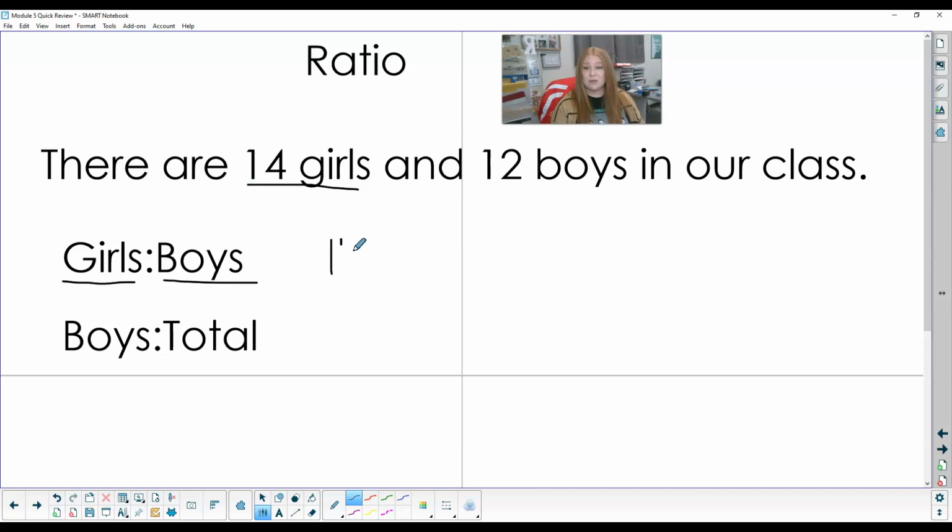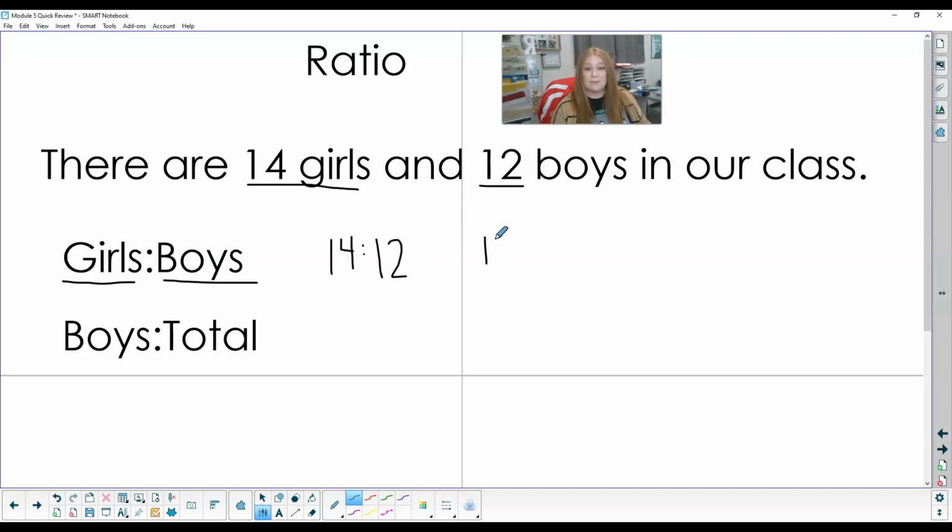There are 14 girls. And we use the colon. And then there are 12 boys. So 14 girls to 12 boys. Girls first, boys second, because that's what this problem specifically asked for.